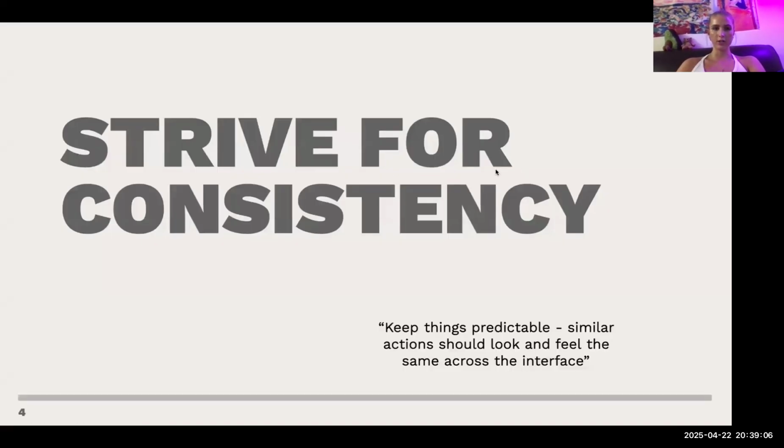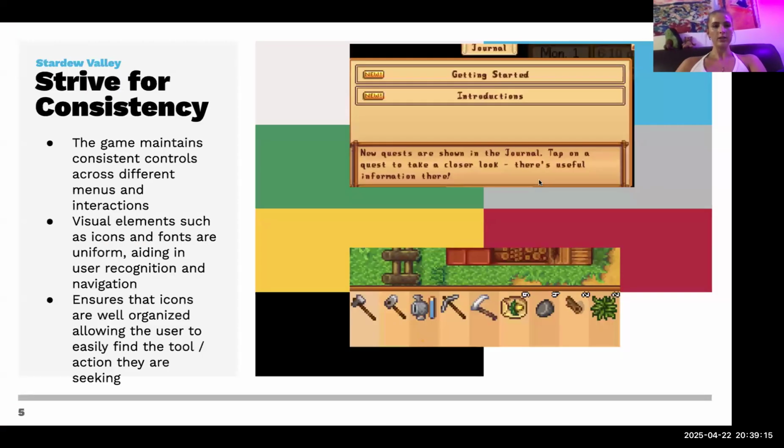All right, so the first thing I'm going to talk about is striving for consistency, which is defined as keep things predictable. Similar actions should look and feel the same across the interface. I think Stardew Valley does a pretty good job at this. The game maintains consistent controls across different menus and interactions. Visual elements such as icons and fonts are uniform, as we saw in the previous demo. All of those icons, such as the watering jug, are an actual watering jug, so it's very easy to correlate the icon with the purpose.